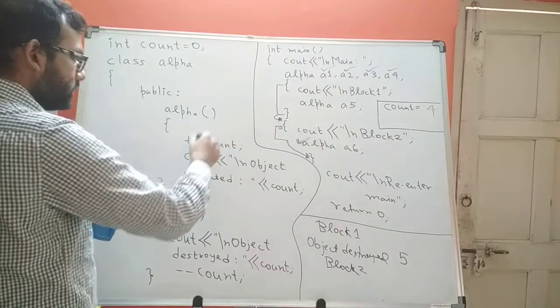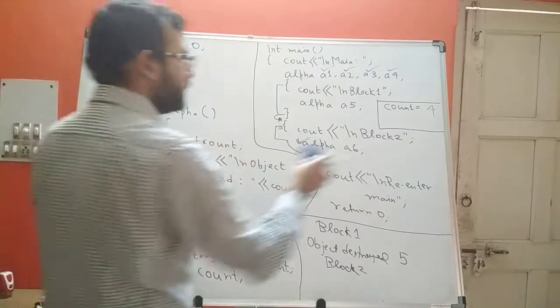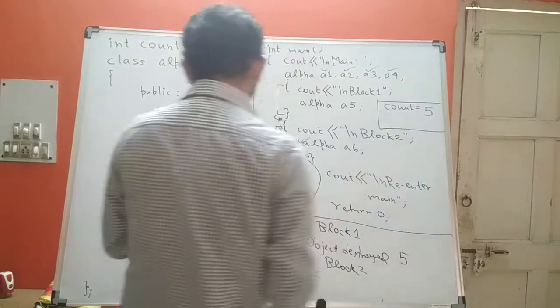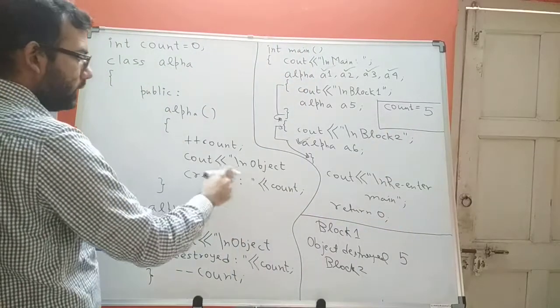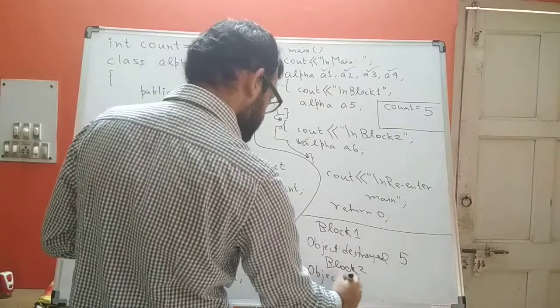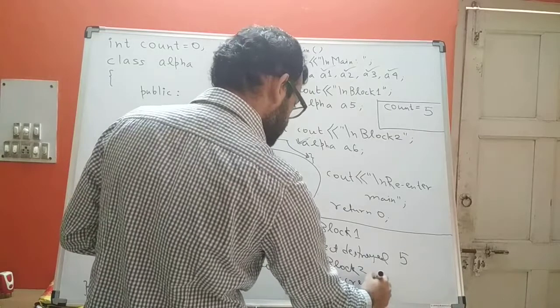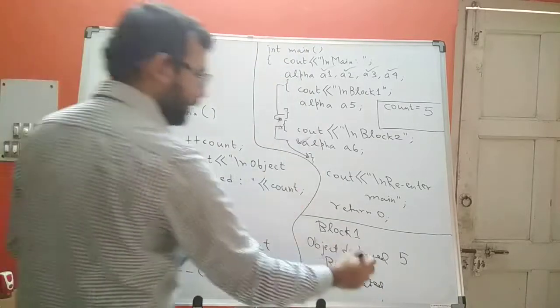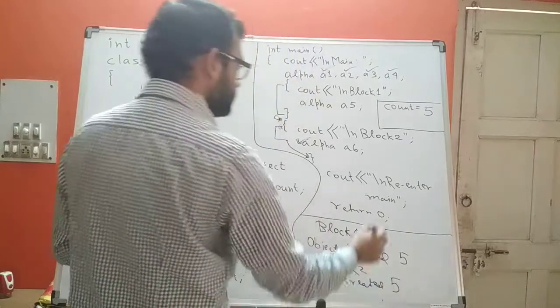The control will be transferred to the constructor. The value of count will be incremented by 1. So count will become 5. And then this statement will be printed: object created. And then the value of count will be printed. What is the value of count? The value of count is currently 5. So 5 will be printed.